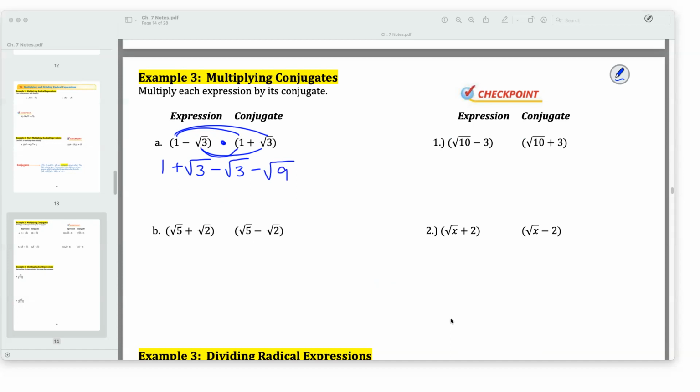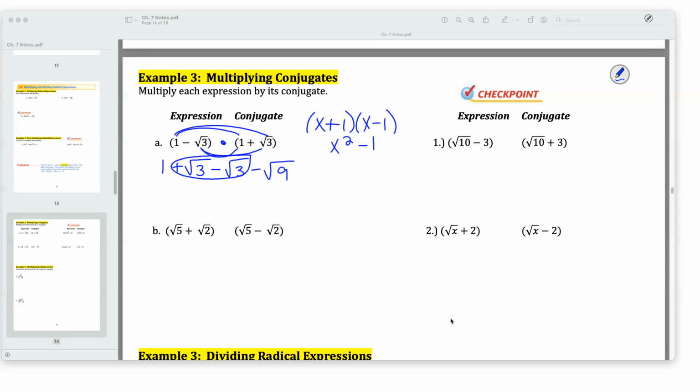Then we simplify. When you multiply conjugates, the middle 2 terms that you multiply will always cancel out. That happens every single time with conjugates. It's the same thing as x plus 1 times x minus 1. If I was to multiply this out, this ends up being x squared minus 1. This is a difference of squares.